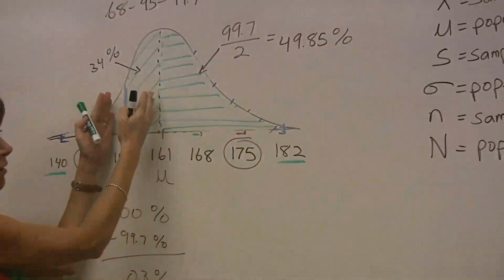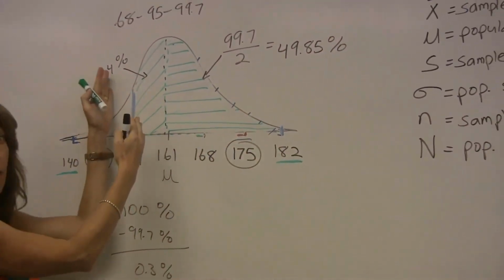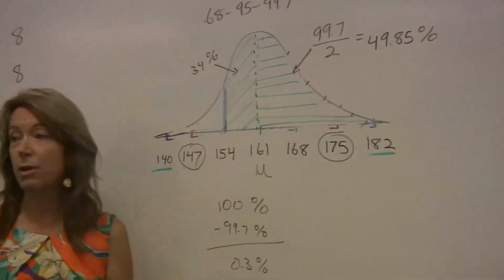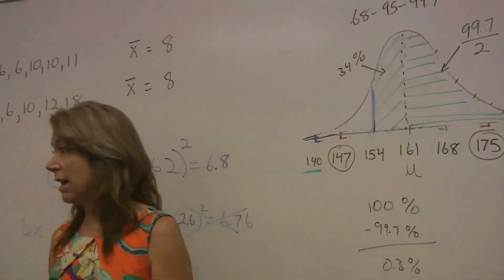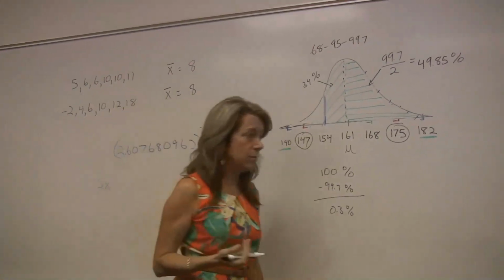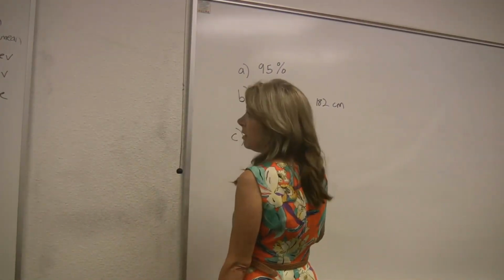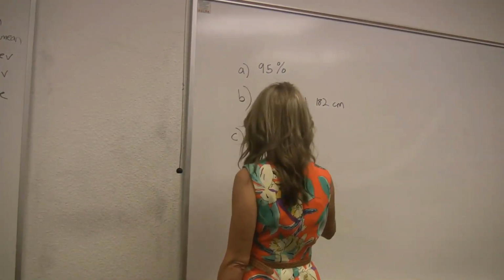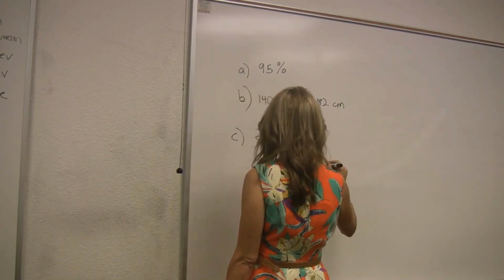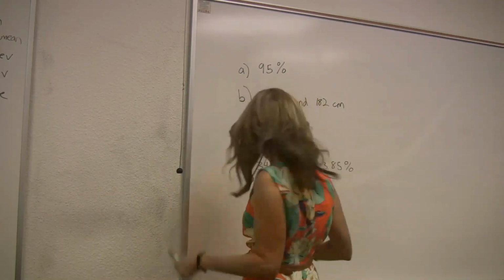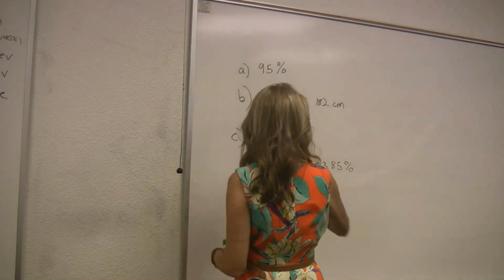So the left-hand green side is 34. The right-hand green side is 49.85. I want all of that green area, so what do we do? Add them up. 34 plus 49.85. What do you know? 83.85. Nice job. It's not a question mark anymore.